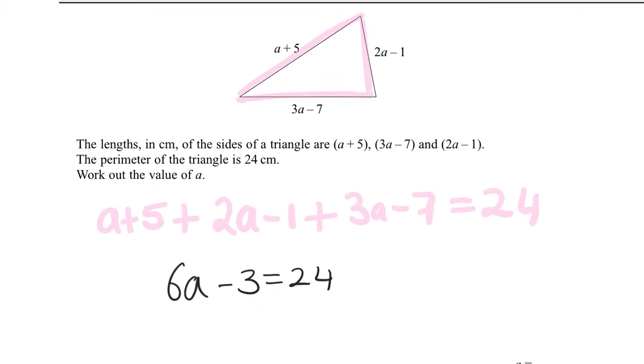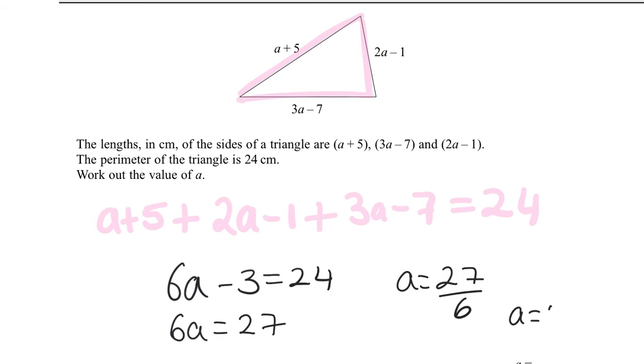Okay. So 6A then equals, if we add 3 to both sides, 27. So A equals 27 divided by 6, which is 4.5 centimetres. Perfect.